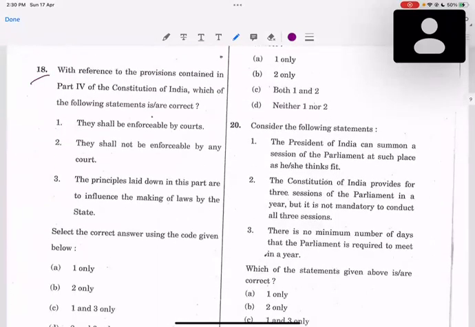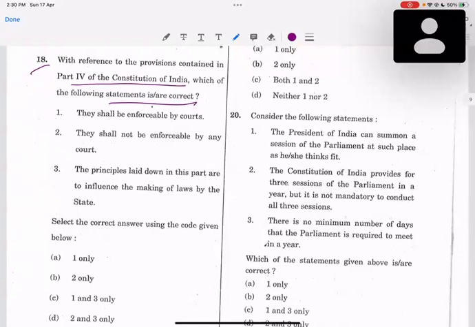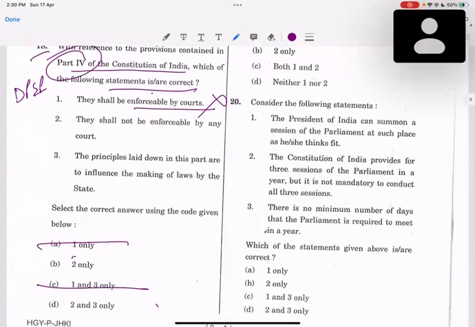Again, polity-based questions. With reference to provisions contained in Part 4 of the Constitution of India, which of the following statements is or are correct. Part 4, basically, it is DPSP, as we all know. All right. So what it says, they shall be enforceable by courts. No, that's the basic difference between fundamental right and DPSP. They are not enforceable. So one option is wrong. So by elimination, only B and D is left. So definitely 2 is common, so 2 is correct. They shall not be enforceable.